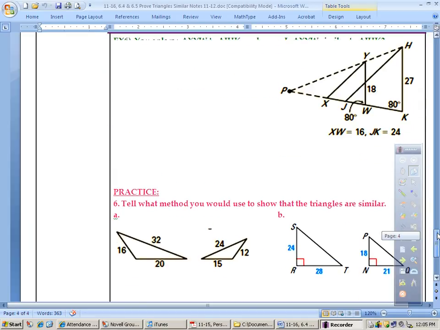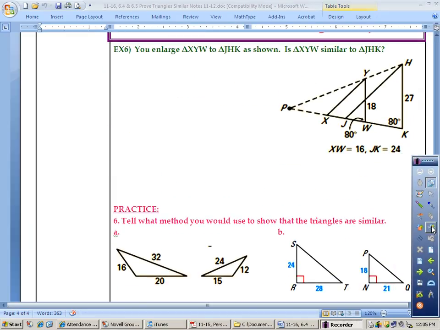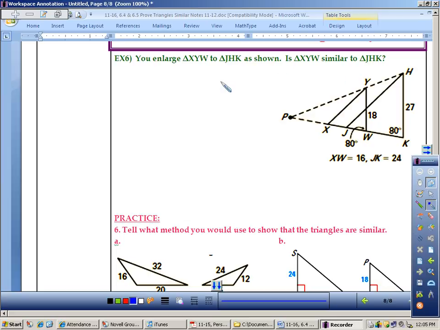Scroll up here for the first practice. If I have an enlargement here of triangle XYW to JHK, are they similar? Well, if I look at them, compare the corresponding parts, and I see that the angle here, that's the included angle, is congruent, so I've got that part.